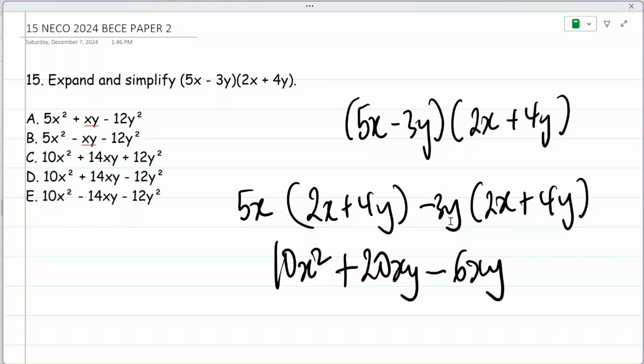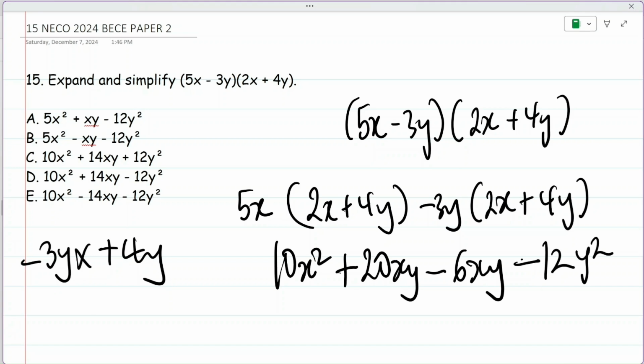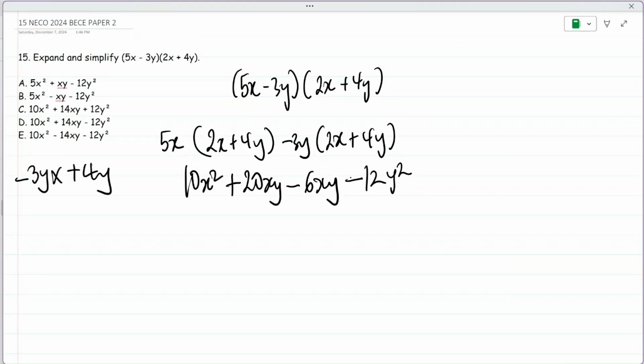Here you have minus 3y. It's saying minus 3y times plus 4y. Note, you do the minus times the plus first. Minus times plus is minus. Watch, people will just jump and put plus here. The plus has now changed to minus because of this minus. So you have minus. Then you can now do 3 times 4, 12. Then you have y times y. Y times y is y squared. We have y squared. Now that we have done this, the work is easy now.